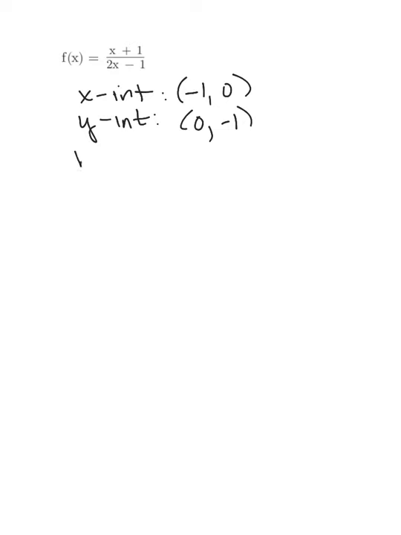Horizontal asymptotes, compare the degrees. The degrees are the same. They both have an x to the first. So if we put leading coefficient over leading coefficient, our horizontal asymptote will be y equals 1/2.